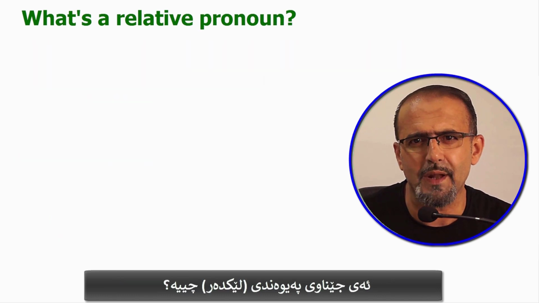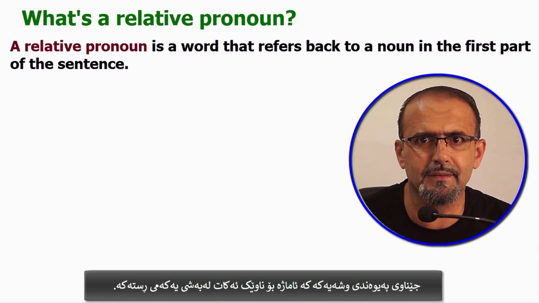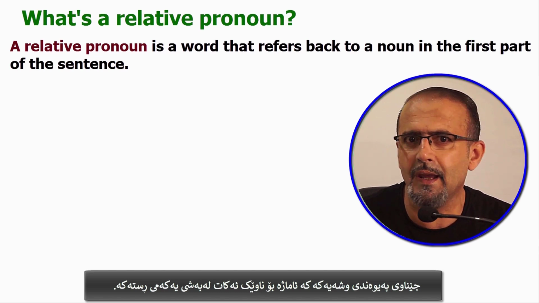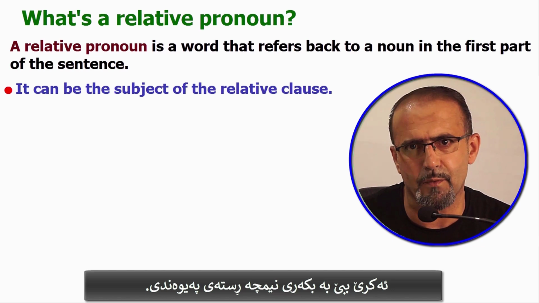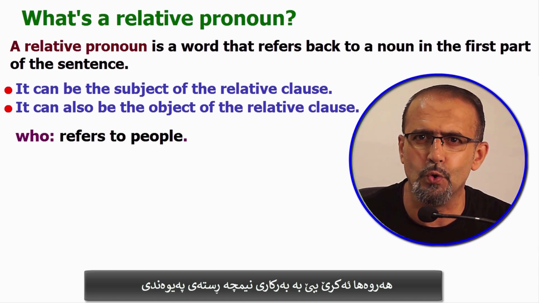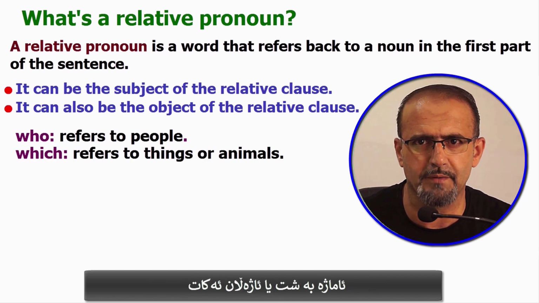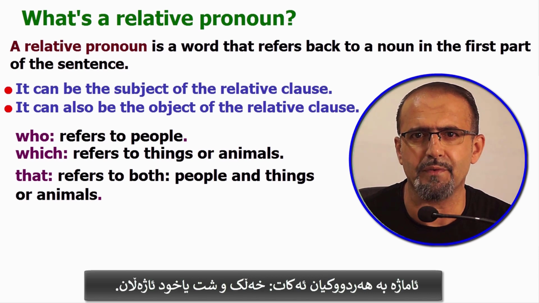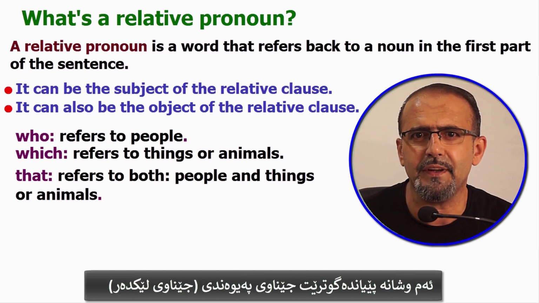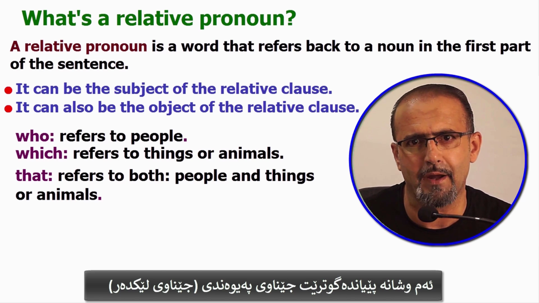So, what's a relative pronoun? Well, a relative pronoun is a word that refers back to a noun in the first part of the sentence. It can be the subject of the relative clause. It can also be the object of the relative clause. Who refers to people, which refers to things or animals, but that refers to both people and things or animals. These words, which, who, and that, are relative pronouns.